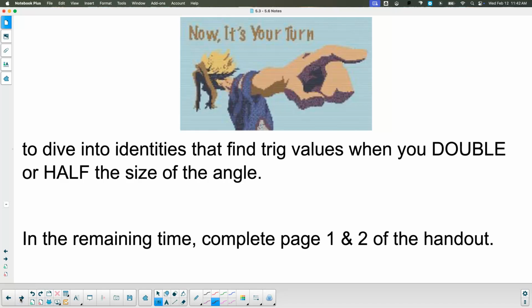Your job now, for the remainder of class, is to dive into the identities and find the trig values when you double or half the size of the angle. So, for sure, tomorrow you need to have the front side of this packet done. Okay? For tomorrow. If you keep going, keep going. But you got time to work now on it.